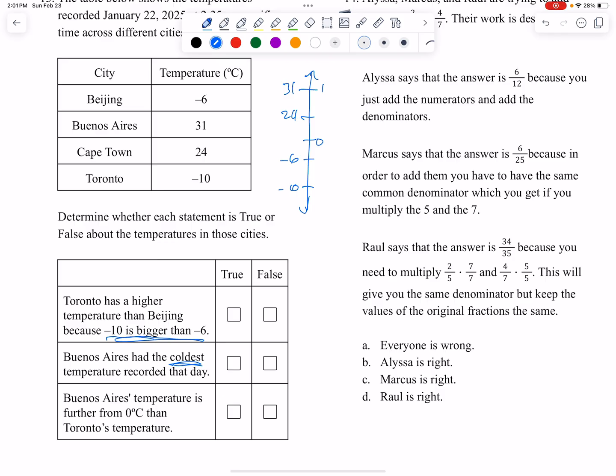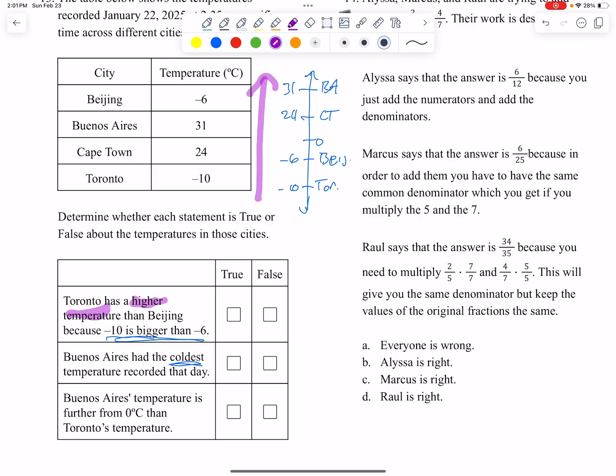So my 31 was Buenos Aires. My 24 was Cape Town. 0 was nothing, just so I could see where there's a positive and negative. -6 was Beijing. And -10 was Toronto. Okay, so now let's look at this data, because all I do is organize it. Let's see which one's true or false based on the statements. So Toronto is higher than Beijing because -10 is bigger than 6.